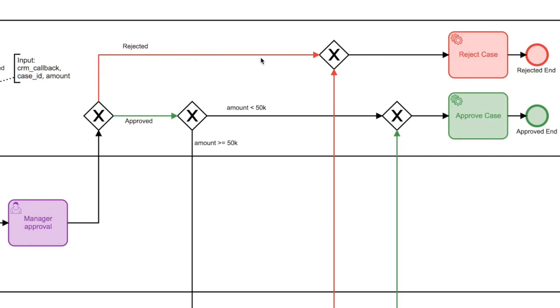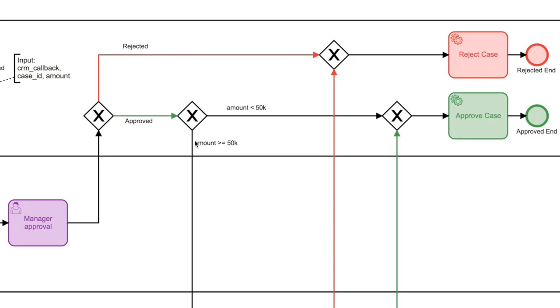In the scenario where the manager makes a decision to reject the request, the engine will process the case through the rejected branch, which will lead to the service task named Reject Case. The logic behind the case is the same, but now we're changing the loan status to rejected.